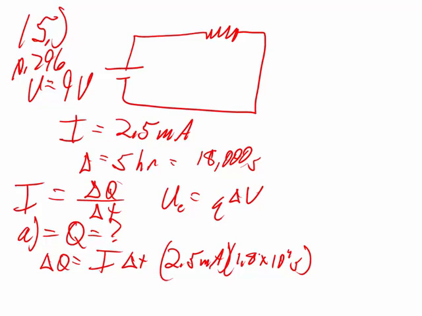So we have 2.5 times 10 to the negative third times 1.8 times 10 to the 4th, and we get 45 coulombs. That's 45 coulombs of charge, believe it or not, because everything cancels out. Amp is coulomb per second, so the seconds cancel out and you're left with coulombs. So that's A. Now let's look at B. What was this, number 15? Yeah, 15B. I almost forgot where I was.